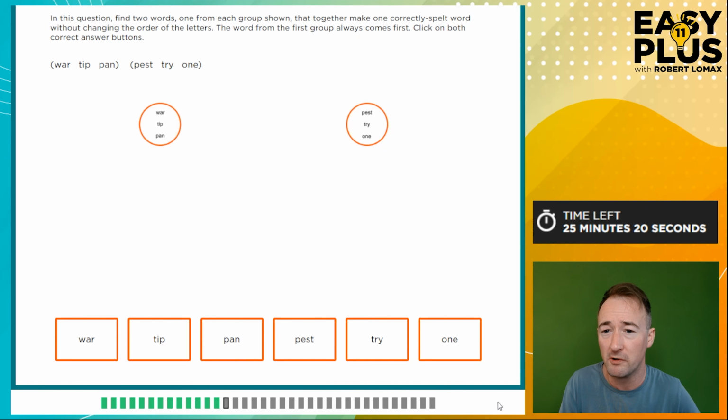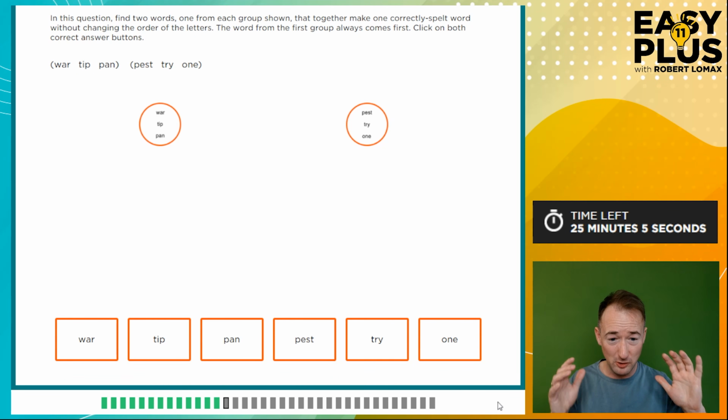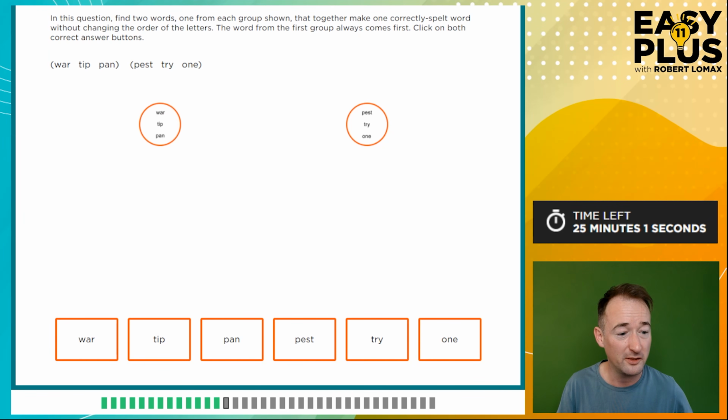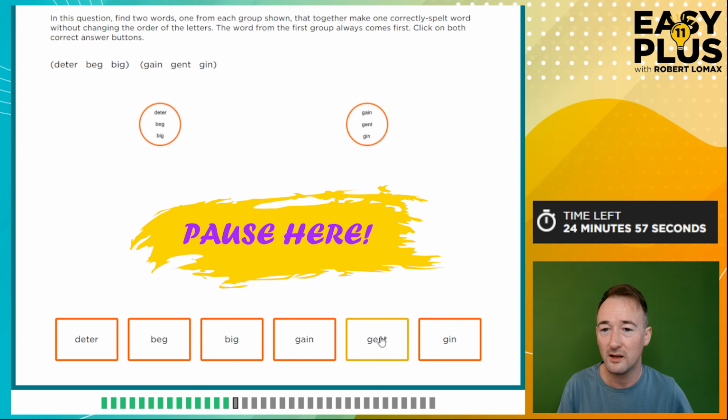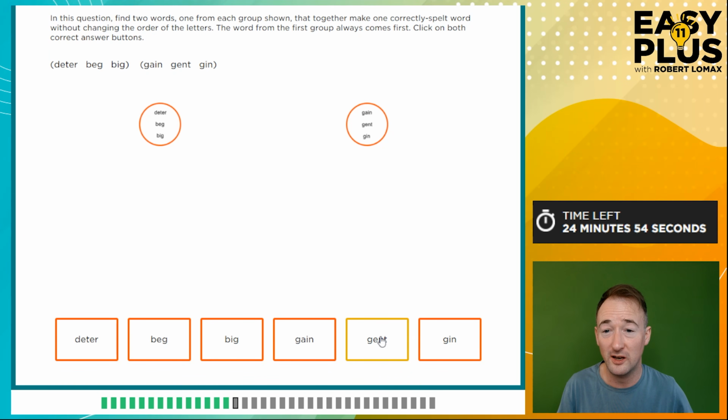Warpest, war try, war on. Tipest, tiptree, tipone. Panpest, pantry, panone. Hang on. Pantry, pantry. You know, a place where you put food items to keep them cool. A larder, the pantry. Onwards. Deter gain, detergent, detergent, of course.